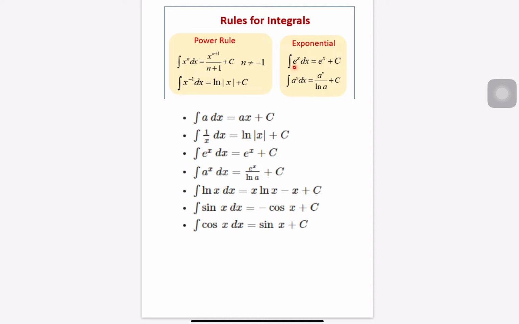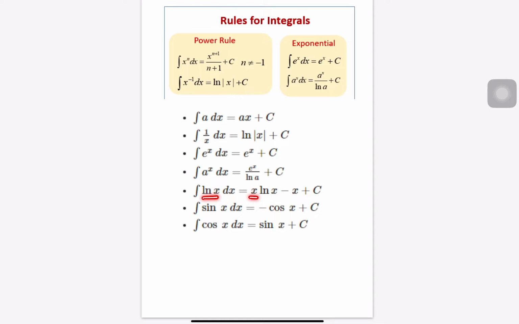Also we can have exponentials, for example e power x: the integral of e power x is e power x. But for a power x, it is a power x divided by ln a, plus c. And also for a number a, the integral will be a x plus c. 1 over x always has the integral ln x, e power x has the integral e power x, and a power x has a power x divided by ln a.